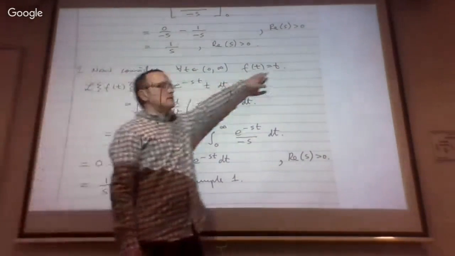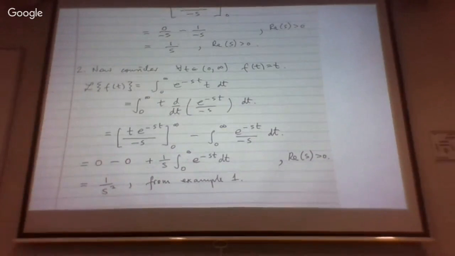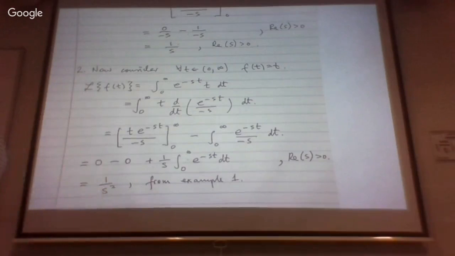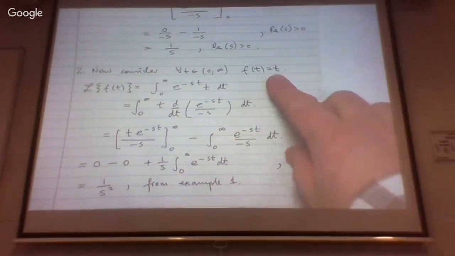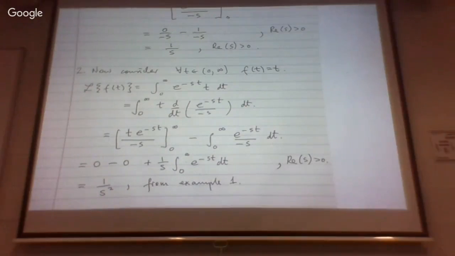So this function, pretty standard, f of t equals t, the order 1 polynomial term. It does have a Laplace transform, and its Laplace transform is 1 over s squared. What if we had a constant multiple of t? Do you need anything different for that?